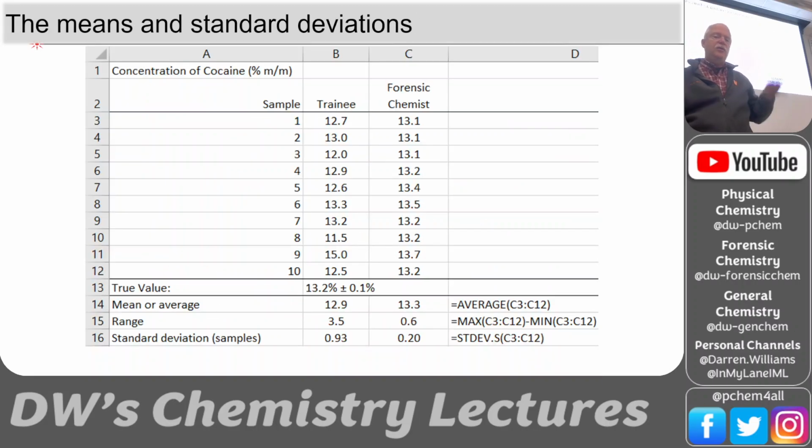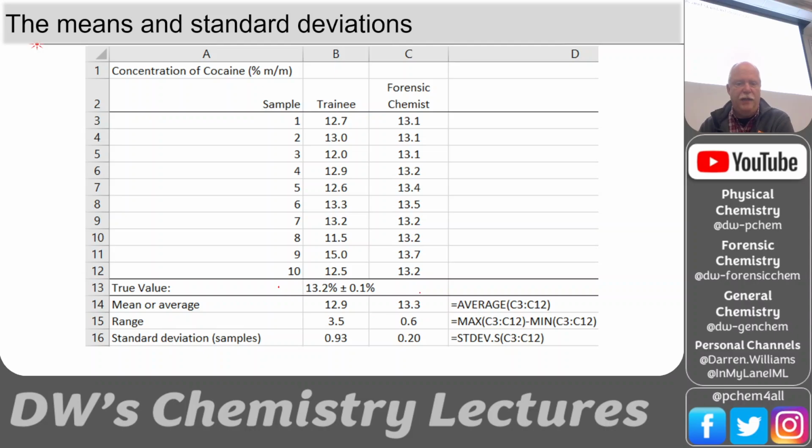Okay, so now let's go back to Excel and actually calculate these values. Let's not use the graphical method. Let's actually get in and calculate them. So the very first thing you can do is just do the average of each. We can look at the average for the trainee and the average for the forensic chemist, and you see they're pretty close, but the trainee is definitely low, 12.9 versus 13.3 for the forensic chemist.